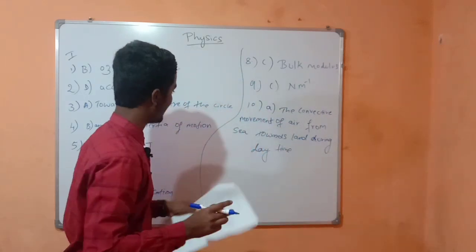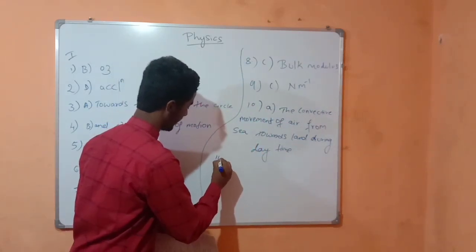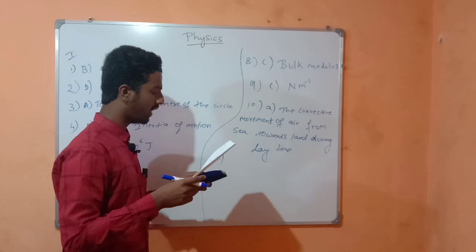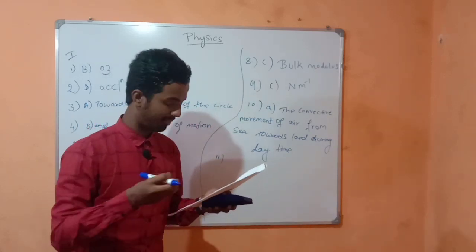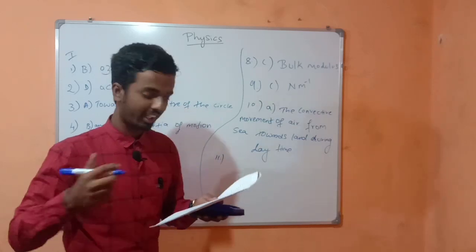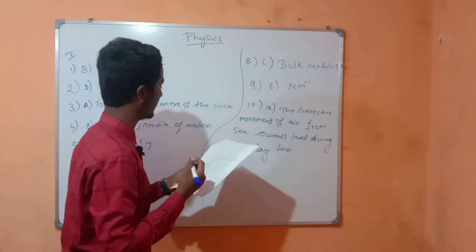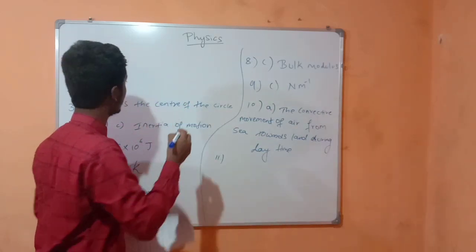Let me go to the 11th question. The 11th question says that the lowest possible temperature is. They have asked which is the lowest possible temperature in the following. They have given the options. Let me write the options here.